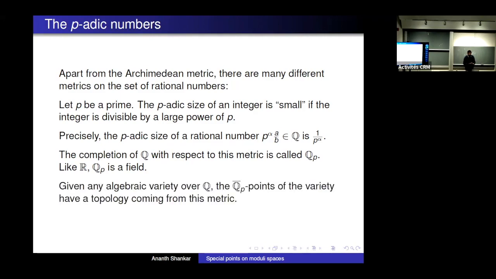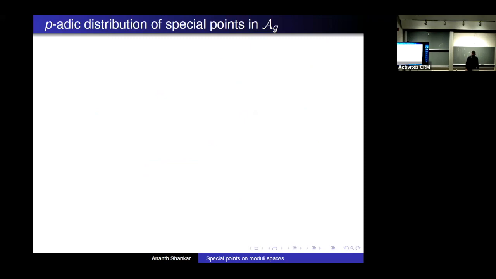Given any algebraic variety over Q, you can think of it as an algebraic variety over Q_P. Its Q_P-bar points will have a topology coming from the P-adic metric, just like the real valued points of a variety have the Archimedean topology. The complex valued points of a variety have the Archimedean topology as well. The same happens for the P-adic topology and the P-adic metric. So how do points get distributed under the P-adic metric?